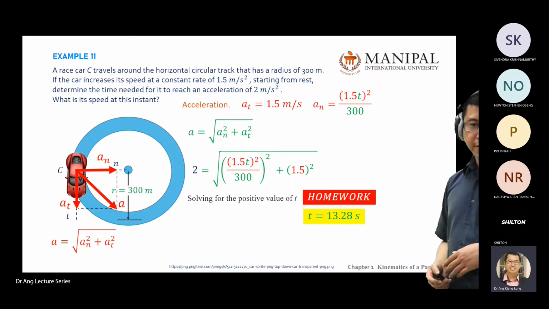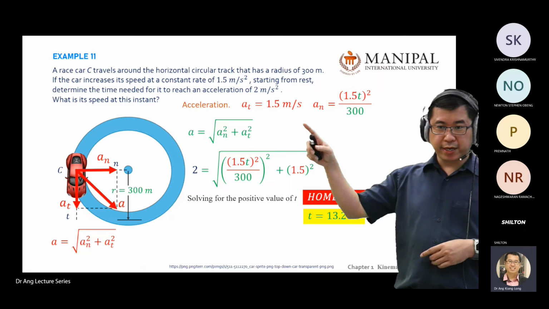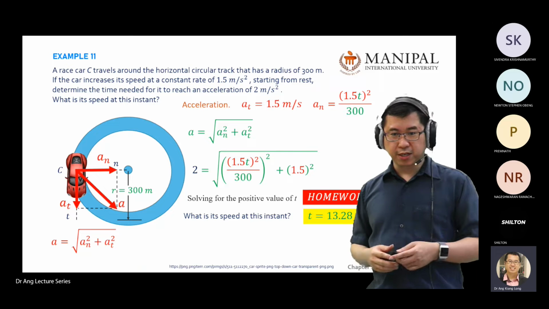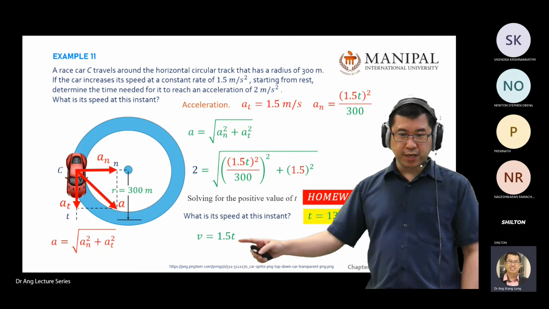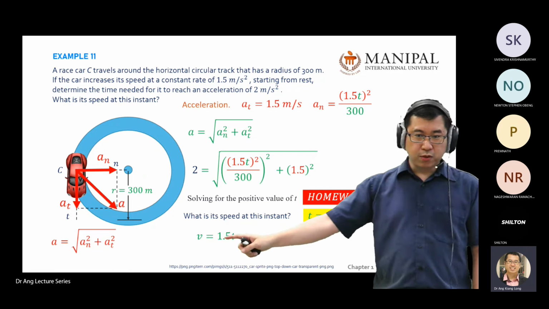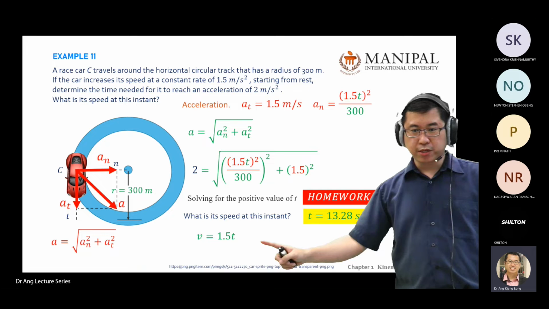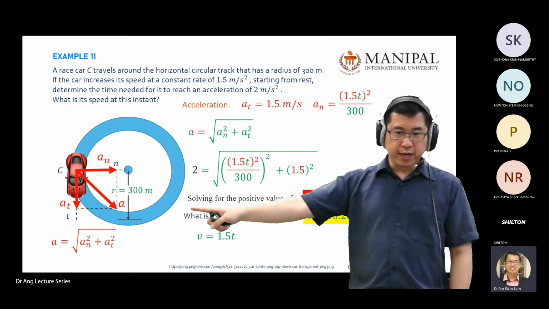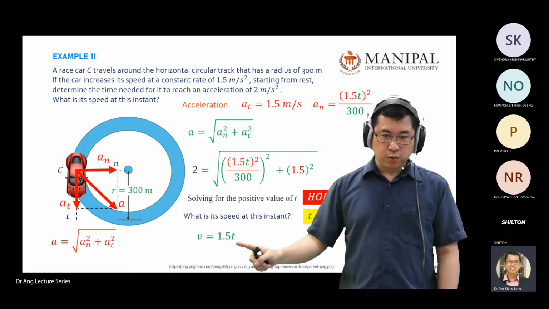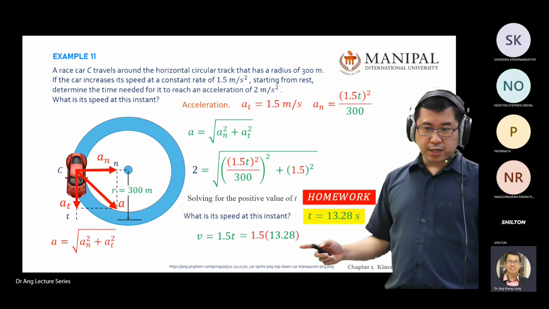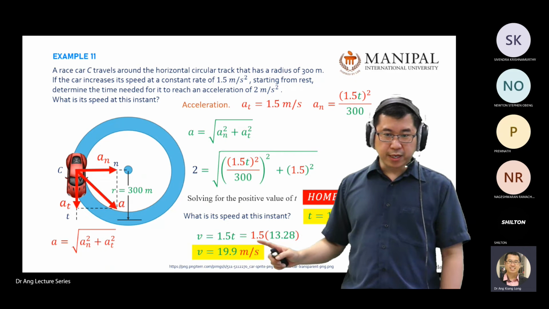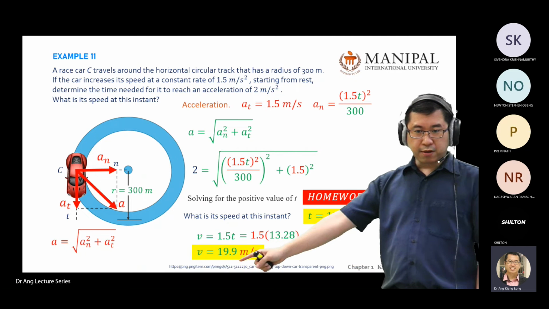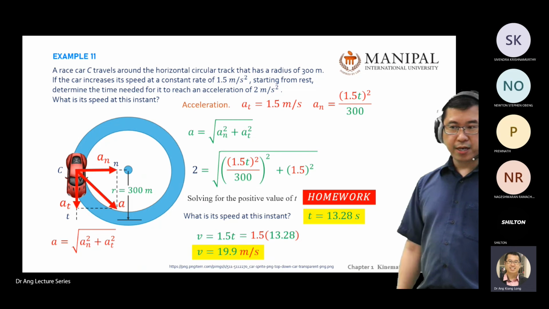Once you find the t, you can find your acceleration component at that time, or the speed at that instant. Speed is velocity. You still remember your velocity equation from just now: V equals 1.5 t, which we derived from the Newton motion equation. You already found your t when it reaches acceleration 2. You substitute here, the velocity will be 19.9 something, or 19.89 something. This is the final answer that we're looking for: V equals 19.9 meters per second.